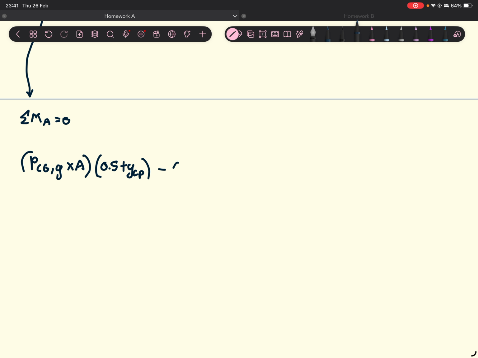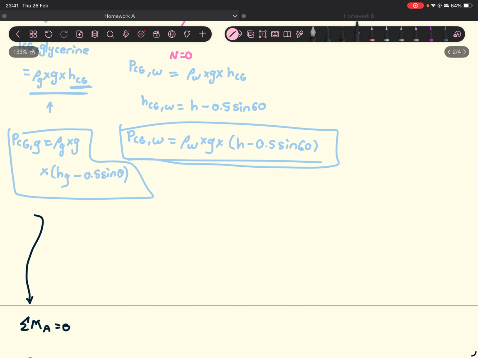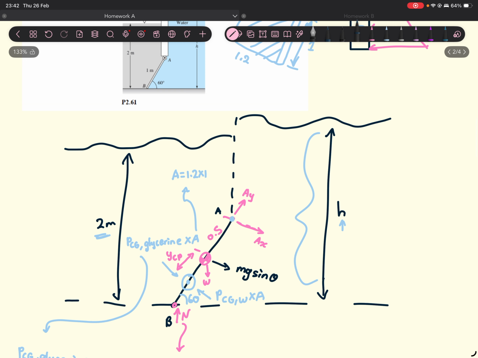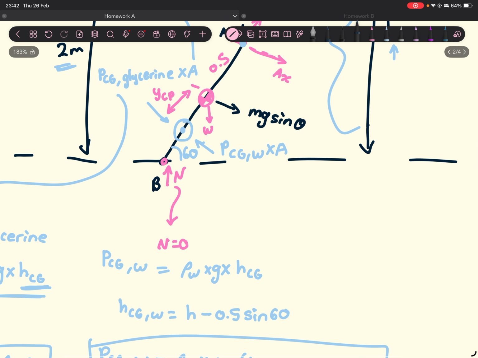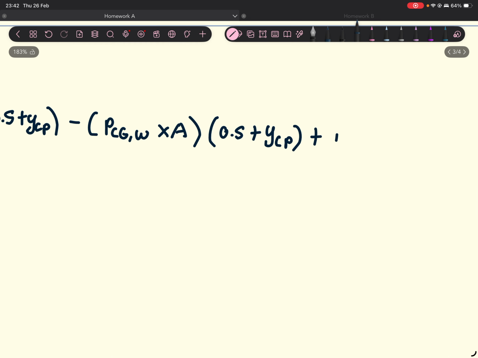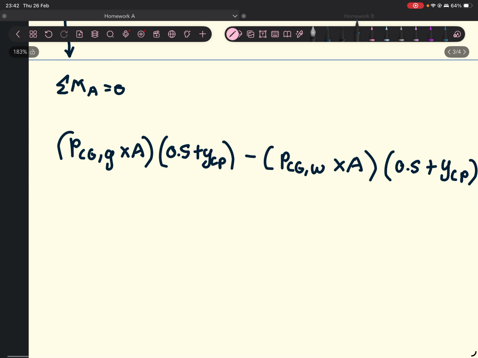Then we can do the pressure from the water. So you're going to have PCG of the water times the area, and then again the moment is going to be 0.5 plus YCP. Okay, and then you're going to have the weight. So we want the component of the weight that's going to act in that direction, which is going to be W sine theta, or mg sine theta, since they gave us the mass and not the weight. So plus mg sine theta times our moment, which is just going to be 0.5. Then all of that is equal to 0.